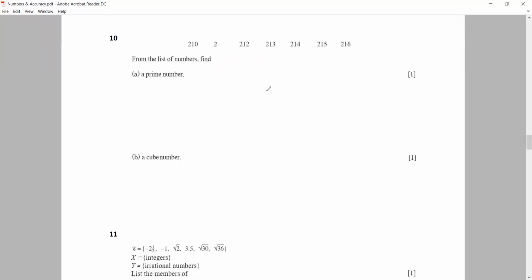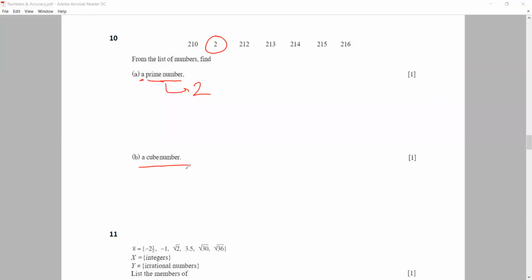All right, we're given a bunch of numbers and we're asked to write down a prime number. That's the easiest thing because 2 is a very famous number. 2 is the only prime number which is even, right? The other prime numbers are all odd. And that's the smallest prime number which exists. So 2, right?